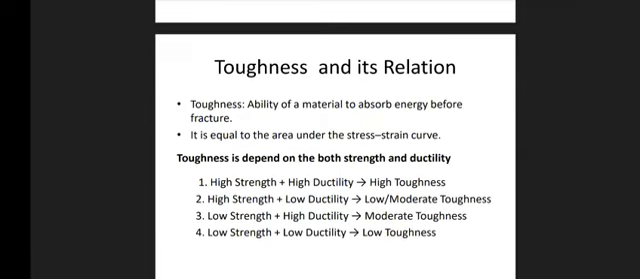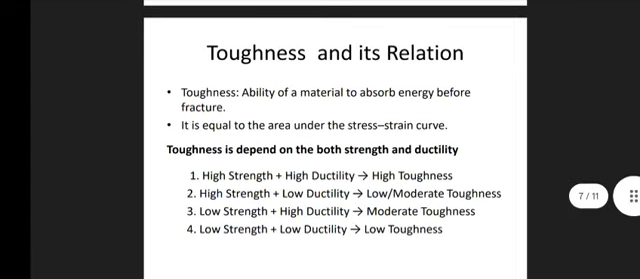Toughness and its relation. Toughness is the ability of the material to absorb energy before fracture. Before the fracture, how much load the material absorbs while resisting is the toughness. The stress-strain curve is used to measure the toughness of a given material. Toughness depends on both strength and ductility. High strength, high ductility: high toughness. High strength plus low ductility: moderate toughness. Low strength, high ductility: moderate toughness. Low strength plus low ductility: low toughness. Overall, strength and ductility determine the toughness of the material.